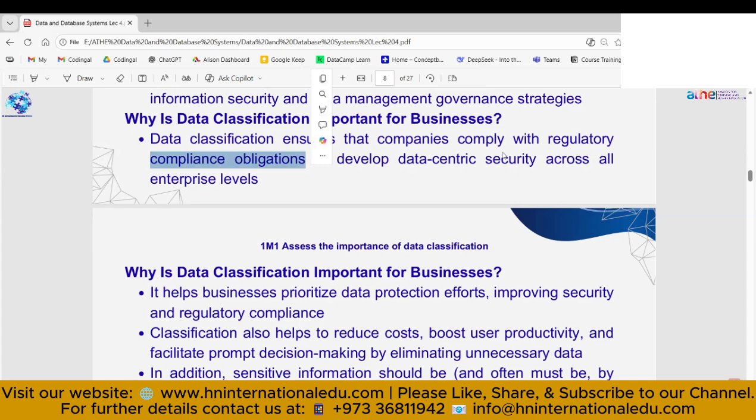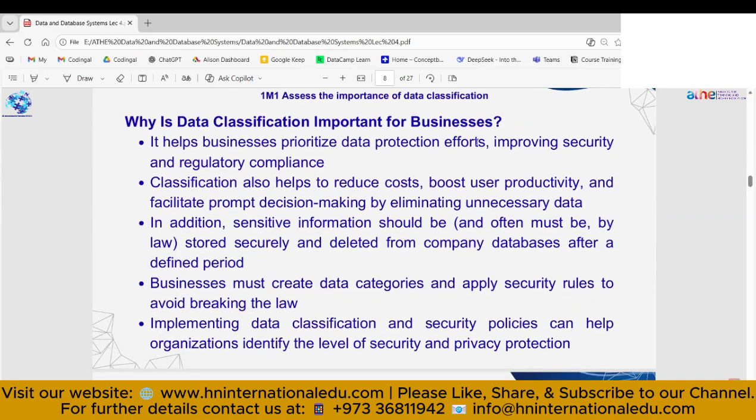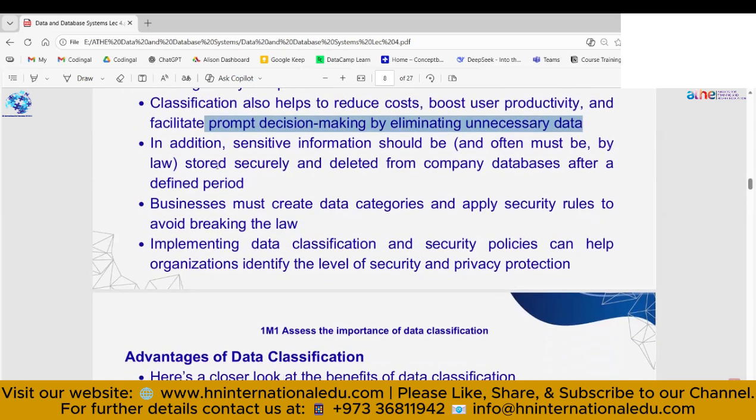So they need to comply with some regulatory compliance obligations, some laws, and develop security. Obviously you cannot just give the data to anyone, right? Then it helps businesses prioritize data protection efforts, improving security and regulatory compliance. Classification also helps to reduce cost, boost user productivity and facilitate prompt decision making by eliminating unnecessary data. If there is any unnecessary data, the company or organization can just eliminate it. In addition, sensitive information should be, and often must be by law, stored securely, right?